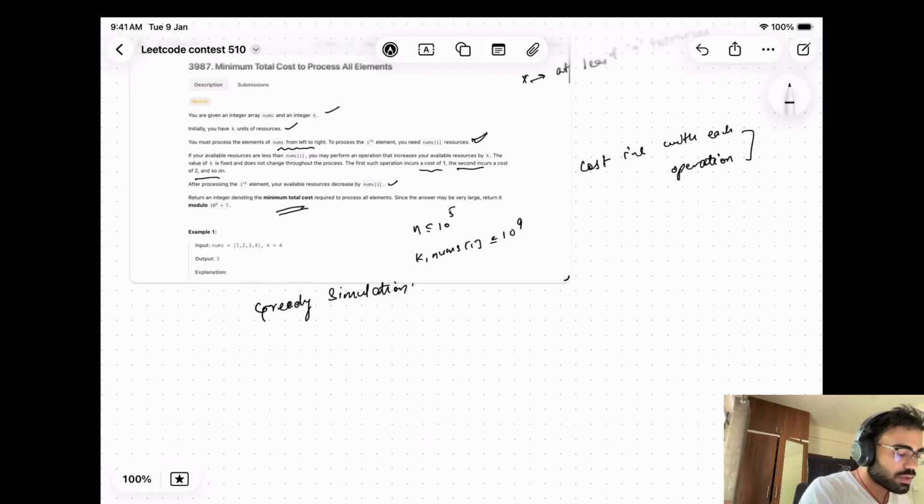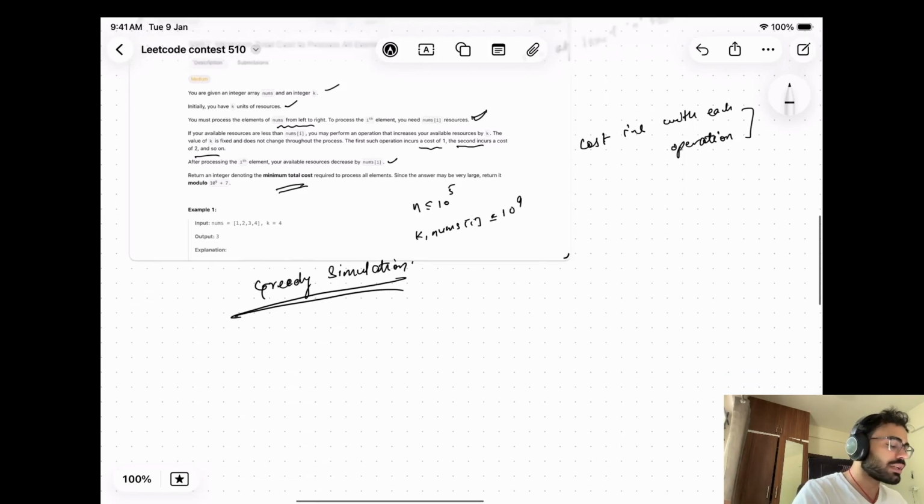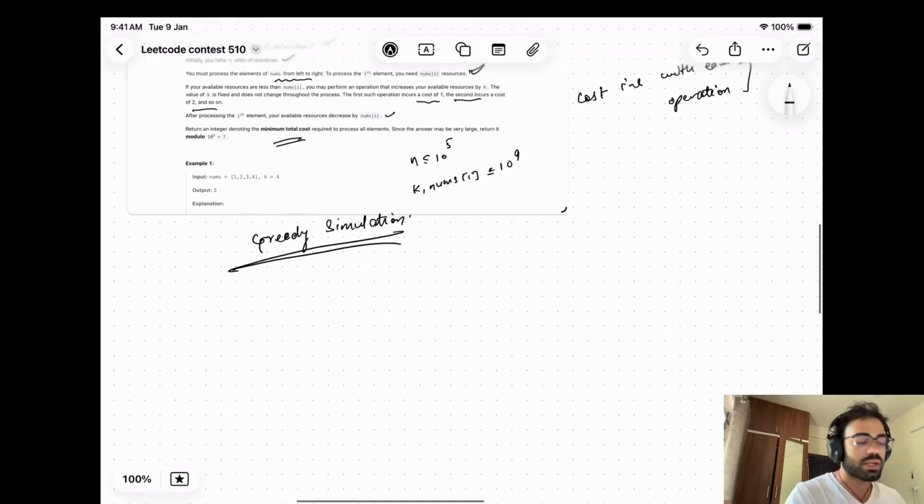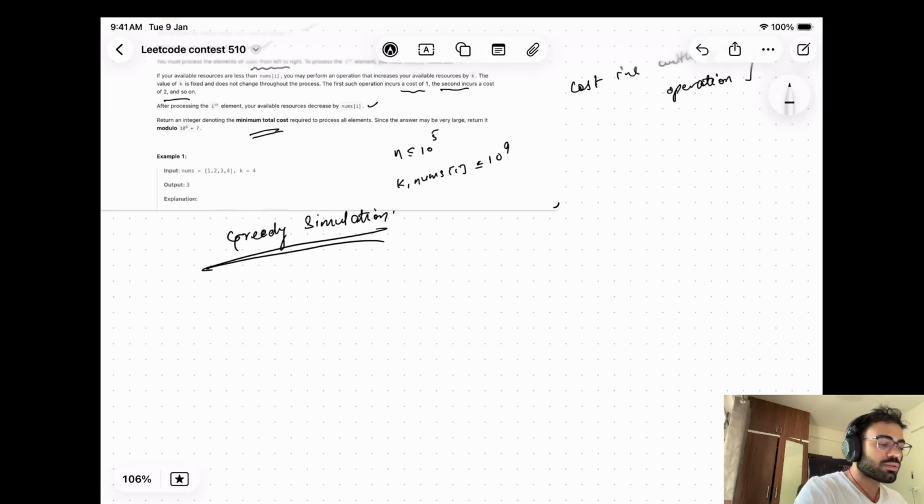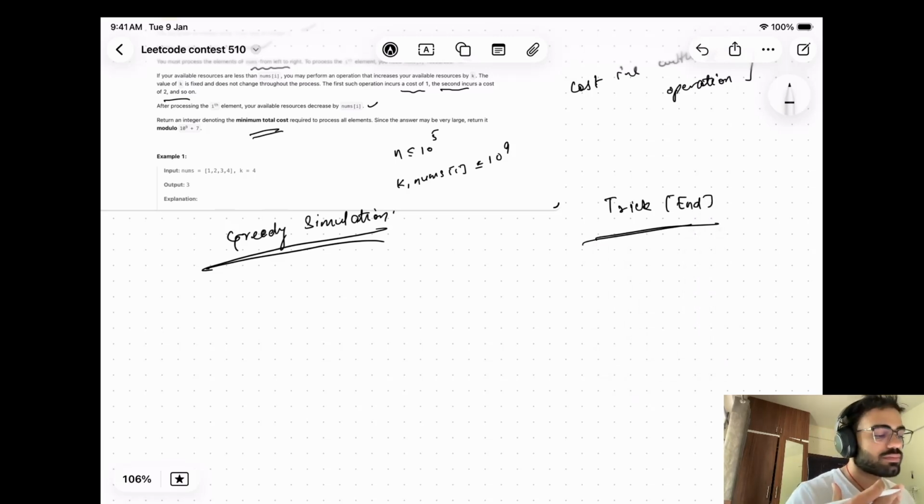In the end, I'm going to tell you a trick as well. While solving this in the contest, that did not come to my mind, but in the end, I will show you the trick. That's not just a trick, that's a very smart approach to solve this question.